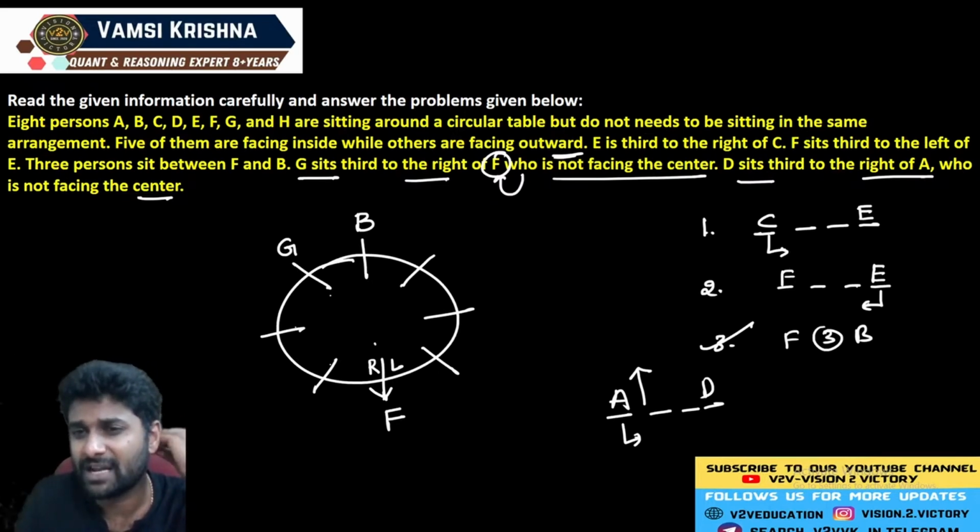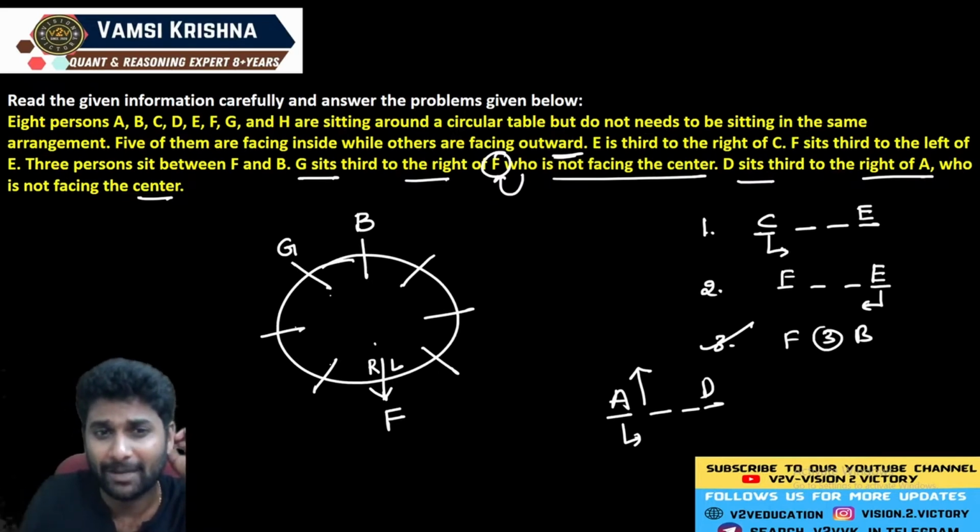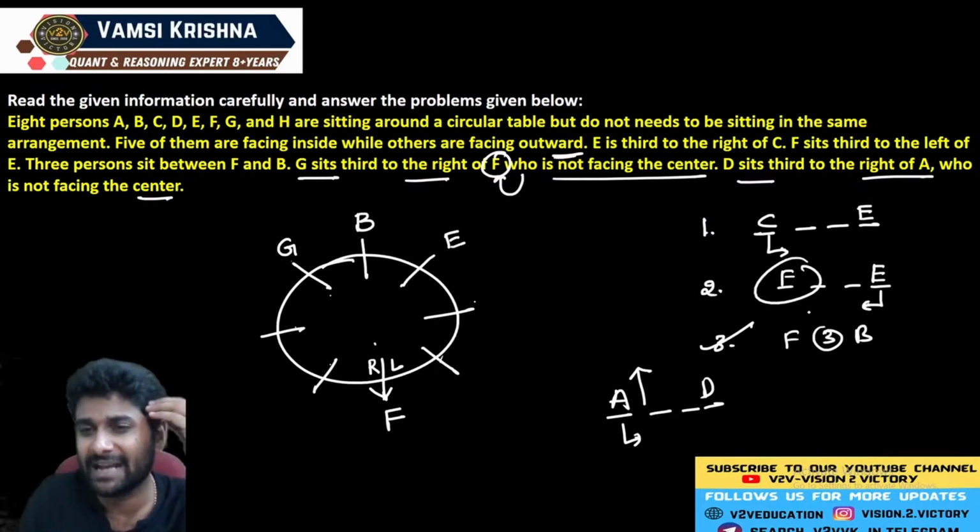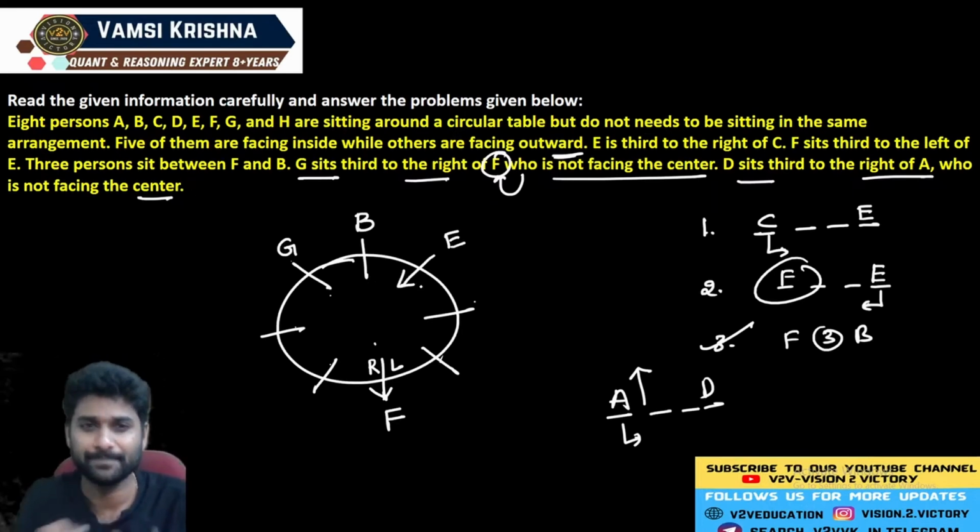Now, based on F, there are two persons between F and E. So you can't place it here. Why? Because it's already G. Leave two persons, and you can confirm E here. And F is to the left side of E. So the left side is required. Definitely E is facing toward the center.